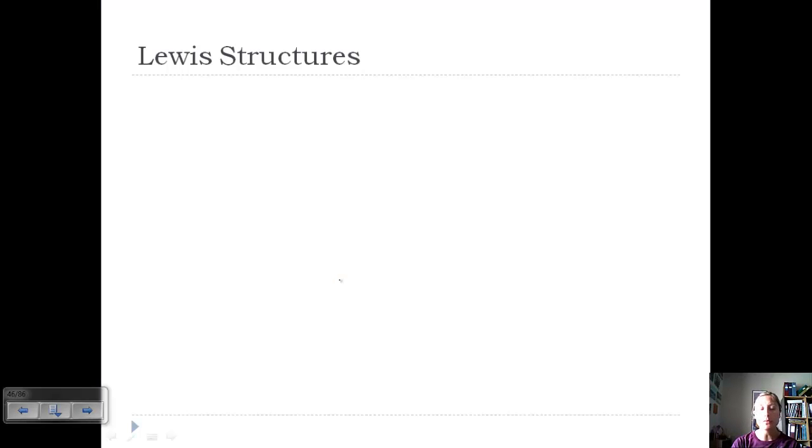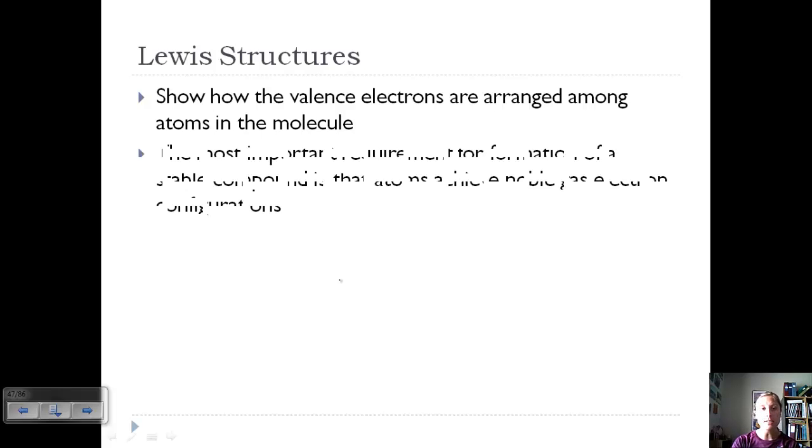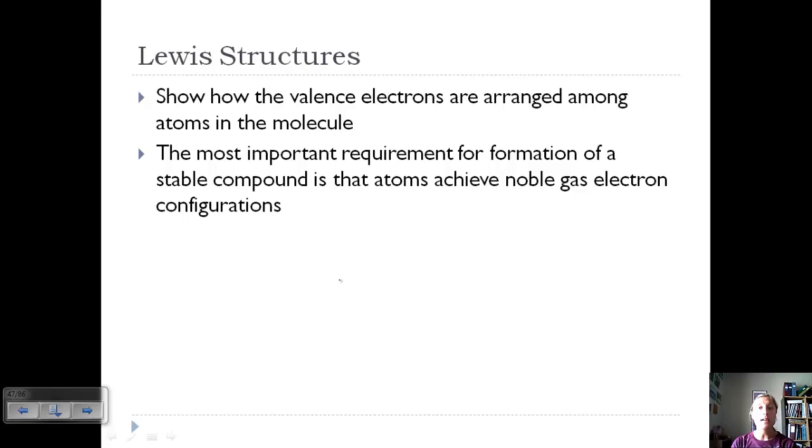Okay, so today we're going to continue with our unit on bonding, talking about Lewis structures. Lewis structures show how the valence electrons are arranged among atoms in a molecule. Remember, we're only talking about valence electrons here, which are the outside electrons, and we can find those based on the group numbers. For each group, we're going to have the same number of valence electrons.